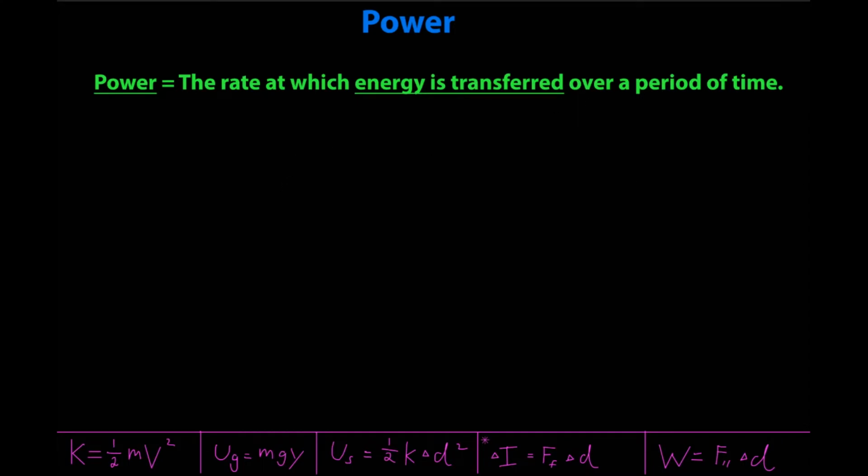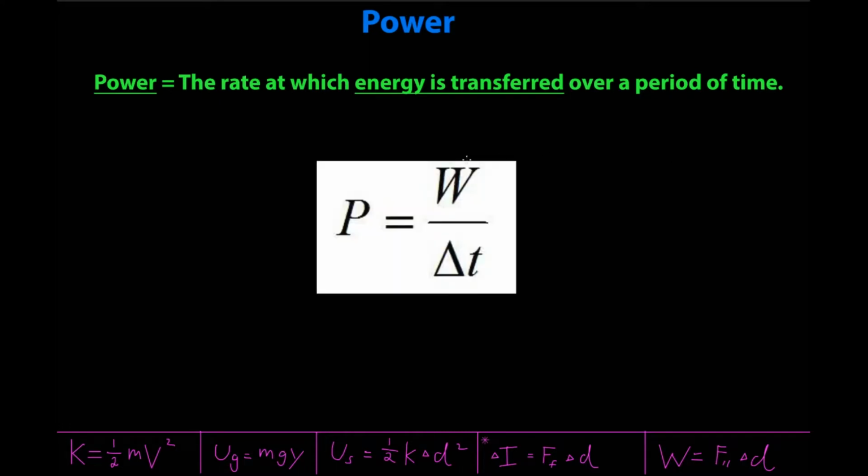Now, if you notice, we have energy is transferred in this definition. And technically, this should be energy transferred to or from the system over a period of time. And energy transferred to or from the system is, of course, work. So power, therefore, is work divided by time. And remember, work was the second most important definition in the course.